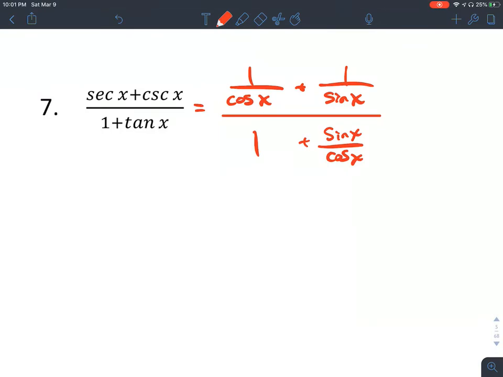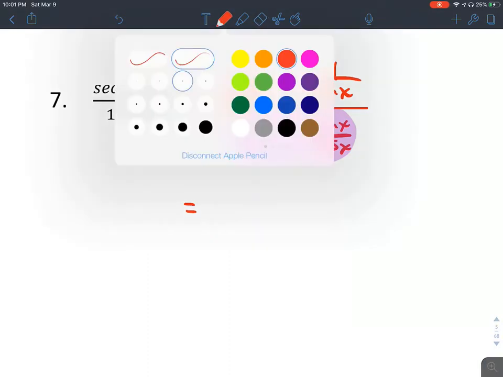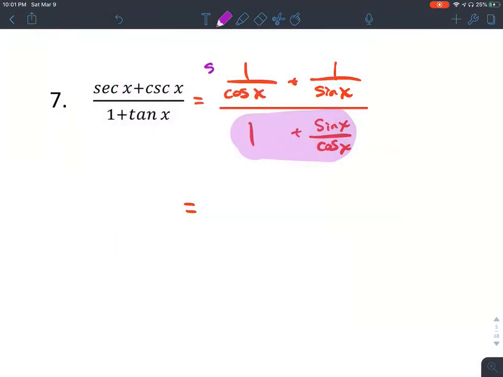This is a complex fraction. To simplify it, we need to make this one fraction on the top, make this one fraction on the bottom, and then make it not complex. So to do that, I'm going to take this first fraction on the top and get common denominators. I'm multiplying the top and bottom by sine. I'm going to fix this one by multiplying the top and bottom by cosine. I'm going to fix this 1 here by multiplying it by cosine over cosine.